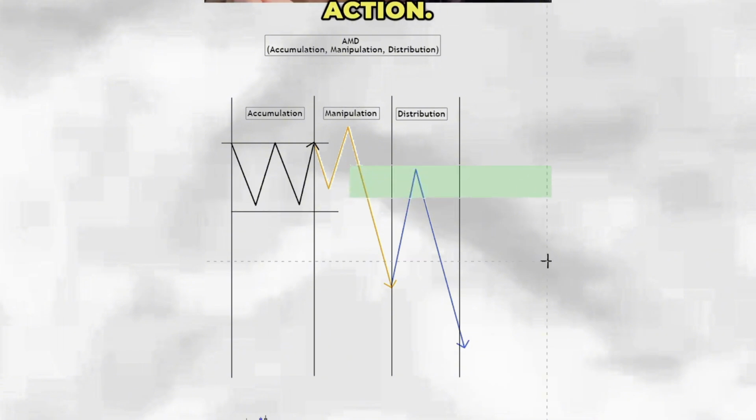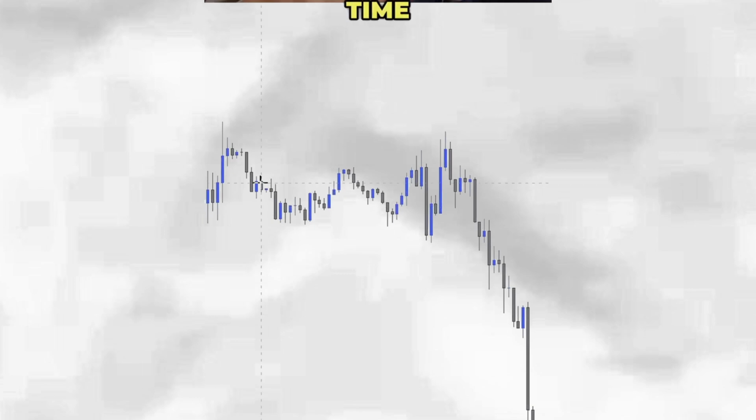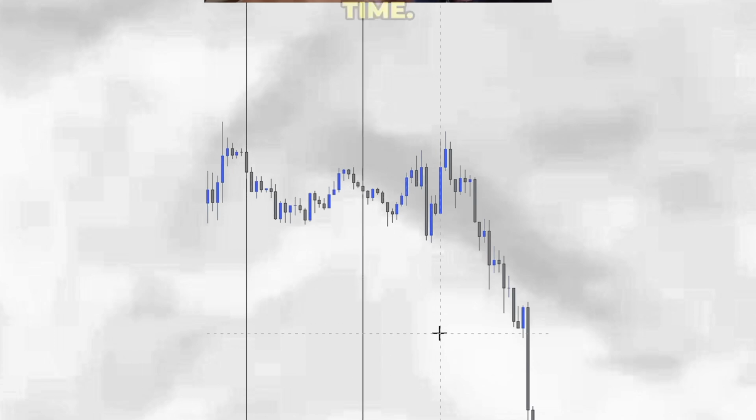You then go on to distribution, where price action essentially rebalances into the manipulation that was caused in the previous cycle of price action. All you need to do on a 15-minute time frame, using a vertical line, highlights 11 p.m. UK time until 5 a.m. UK time. Find the low and the high. That is your accumulation range. That specifically is the Asian session.